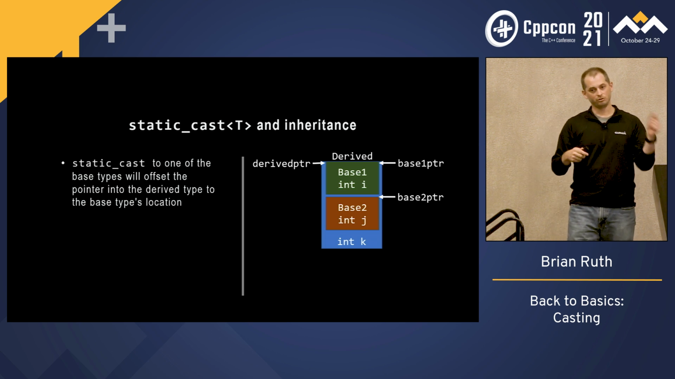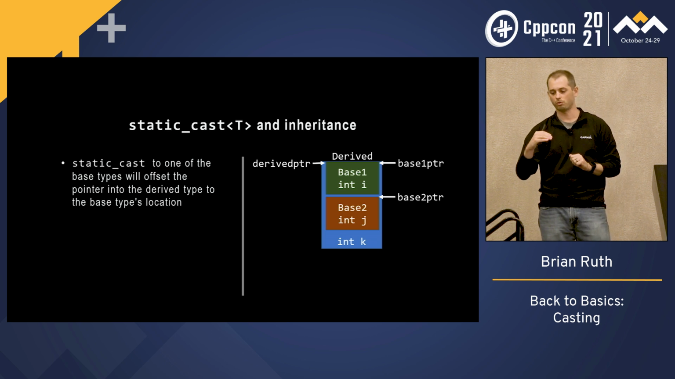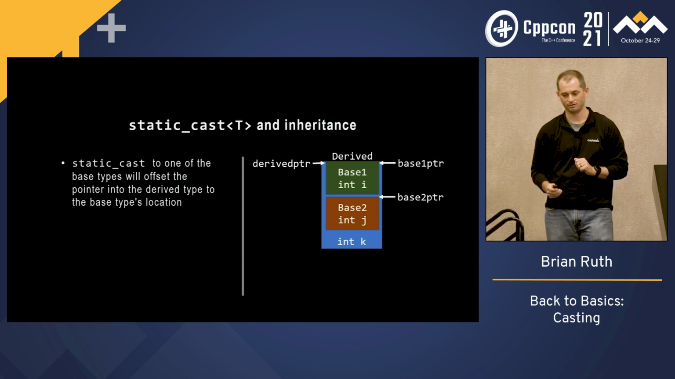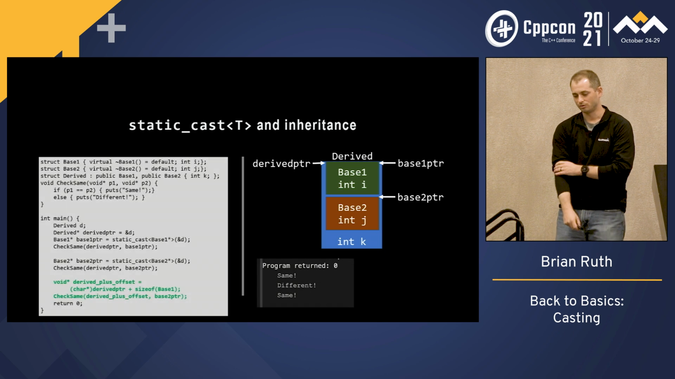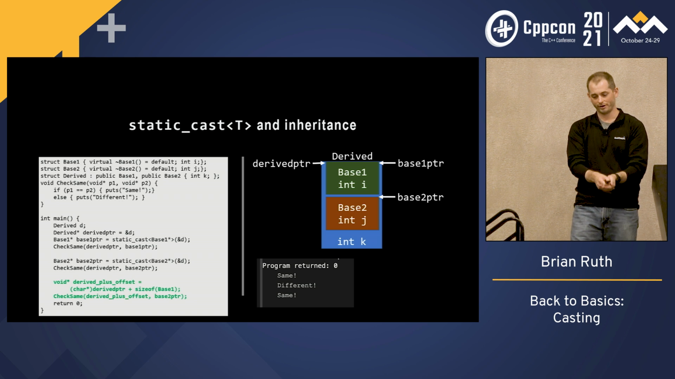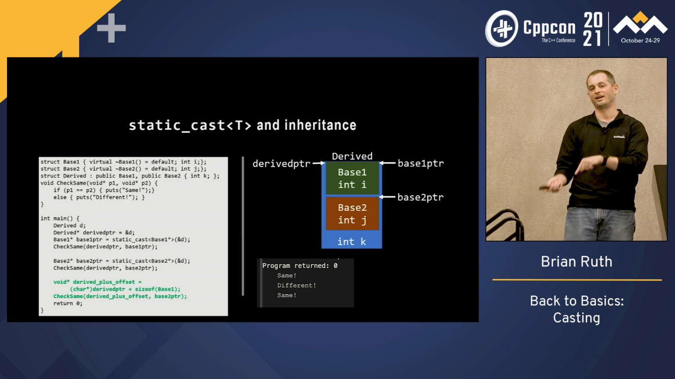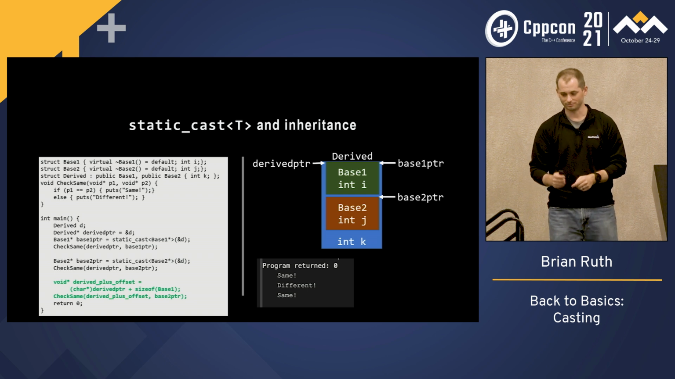But when we do the base 2 pointer cast, it actually offsets it to where the base 2 portion of the code exists. So what you would have to do is something like this, where you offset your pointer by the size of the base 1 object, and then use that to compare the memory locations.